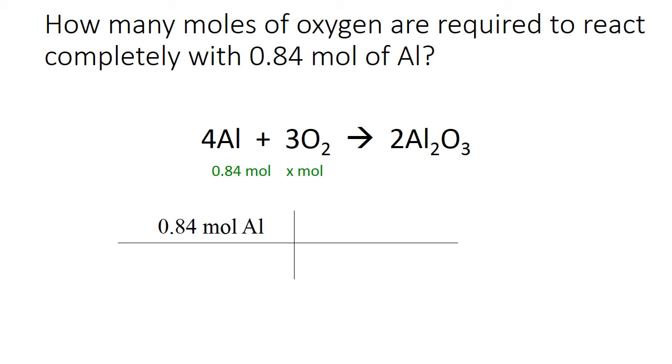When I go to my balanced equation, I have 3 moles of oxygen to 4 moles of aluminum. So 3 moles of oxygen reacts with 4 moles of aluminum. And then we multiply 0.84 by 3, then divide by 4, and that gives us our answer of 0.63 moles of oxygen.